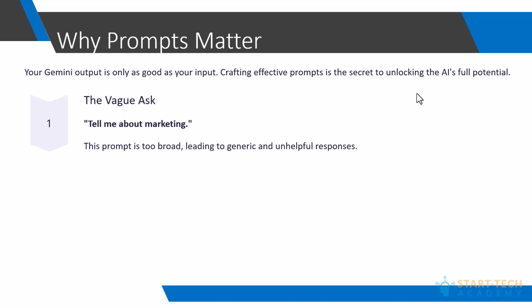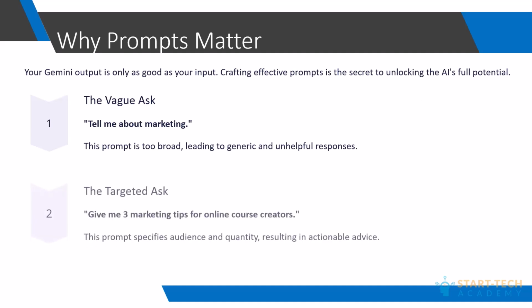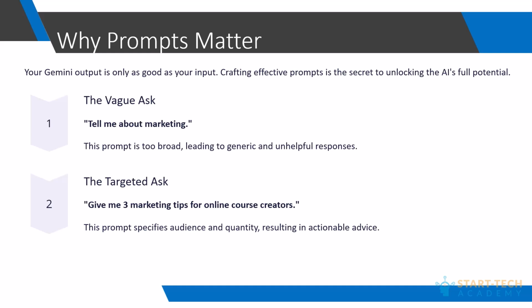Now let's compare this basic prompt to a more engineered prompt. I'll write another prompt in which I tell Google AI Studio to give me 3 marketing tips for an online course creator. This prompt specifies an audience and the quantity, so it will give me only 3 marketing tips, which will be more suitable for my audience. Let's see how this prompt performs in Google AI Studio.